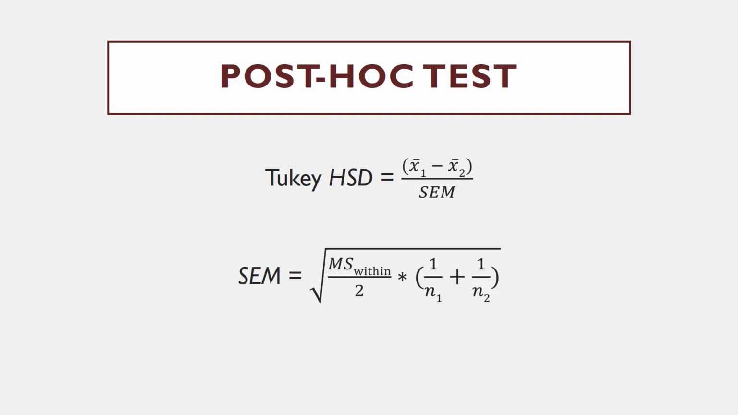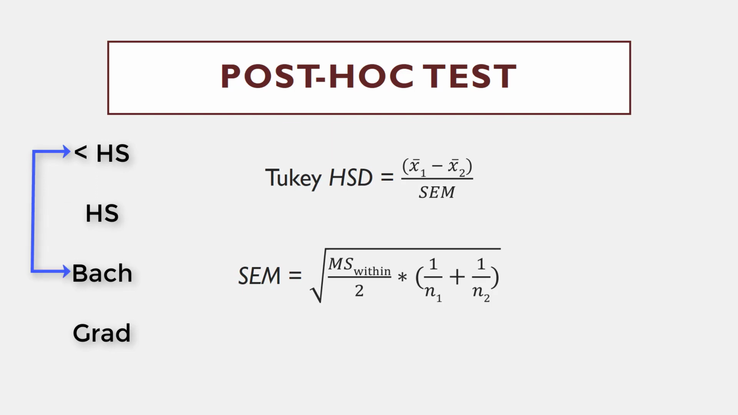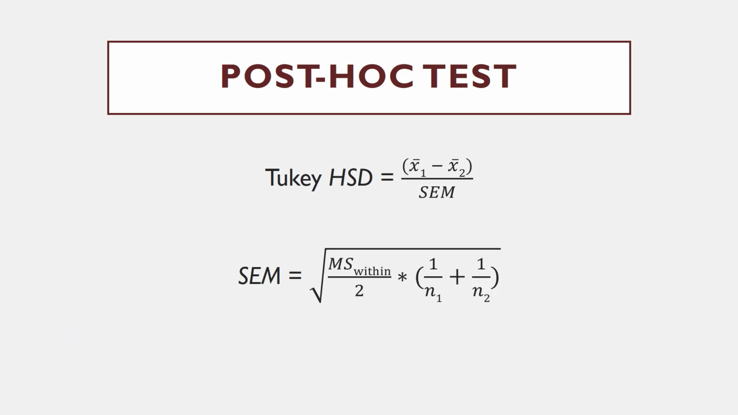And so for our example, where we have less than high school, bachelor's, and graduate, we actually could do multiple post-hoc tests where I compare high school to less than high school. I compare less than high school to bachelor's, less than high school to graduate. I can then also compare high school to bachelor's and high school to graduate, and I can compare bachelor's to graduate. And so within those groups, you can see that there's actually a number of comparisons that can be made.